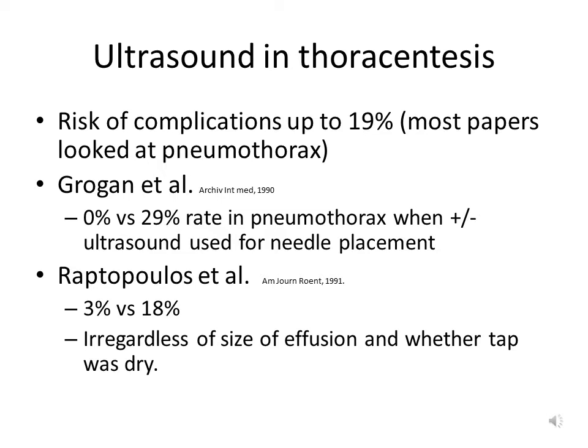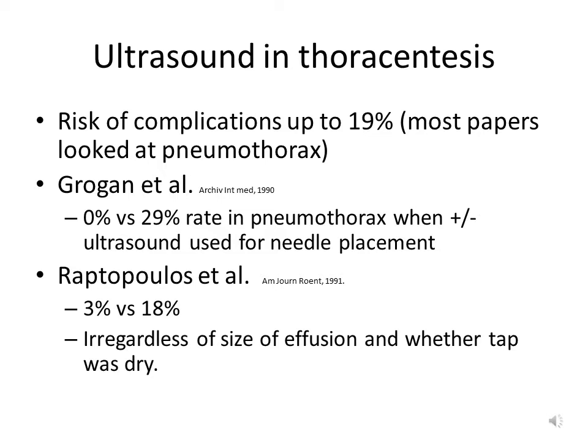So the paper by Grogan was a prospective randomized trial where they took patients and randomized them either to ultrasound or no ultrasound when they got their pneumothorax. And you see that when ultrasound was used, the pneumothorax rate was 0%. When it was not used, it was about 30%. Those rates seem somewhat low and somewhat high. There are several reasons why you get a pneumothorax when you have thoracentesis. So 0% really seems somewhat low. However, those are the rates that they found.